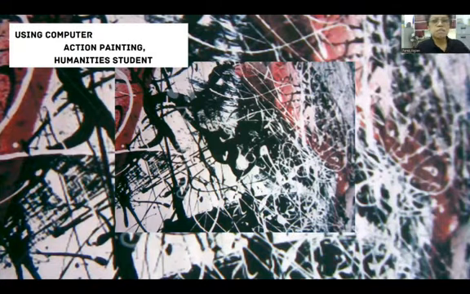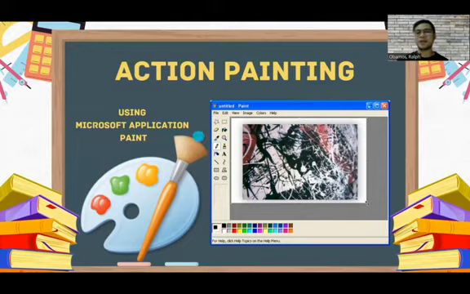So, yun lang naman. Hi, my name is Ralph Ubamos and I will be presenting action painting using Microsoft Application Paint and Color Field Painting from slide 89 up to 110. But first, let's discuss what is action painting and its characteristics.